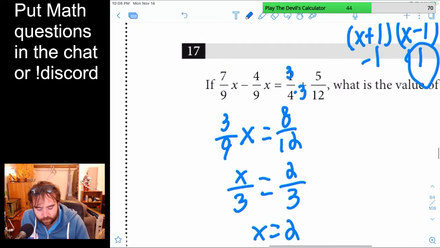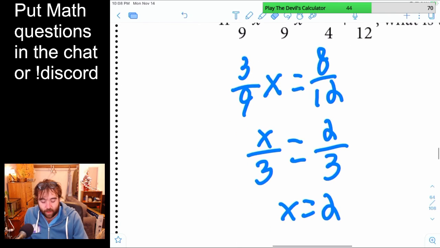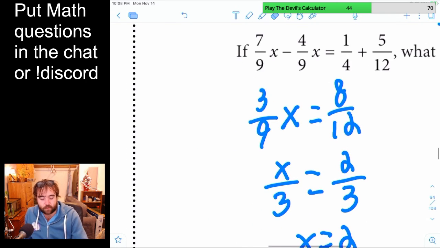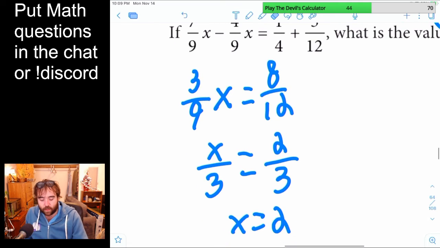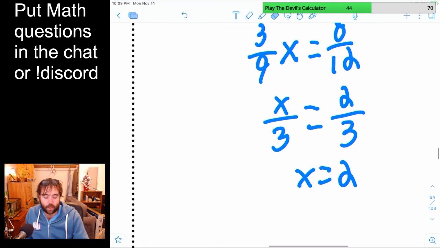I suppose if we wanted to, we could plug it in. Well, if we plugged it in, we'd have to do all this same math anyway. But yeah, so what do we do? We said 7 minus 4 is 3/9. We combine that to get 8/12. We simplified 8/12 by dividing them both by 4 to make that 2/3. Cancel out the 3 to make that 1/3. And then multiply both sides by 3. x equals 2. Beautiful, beautiful.